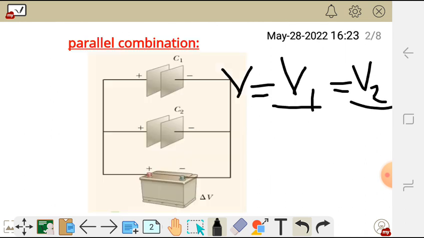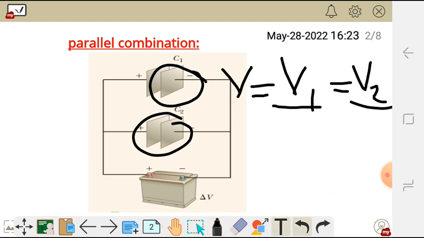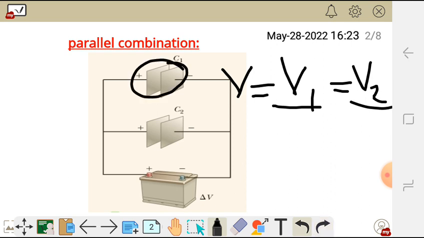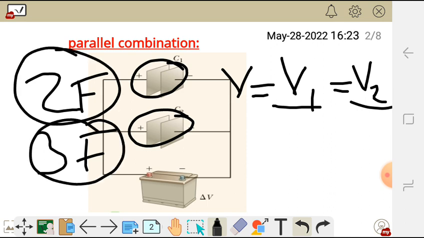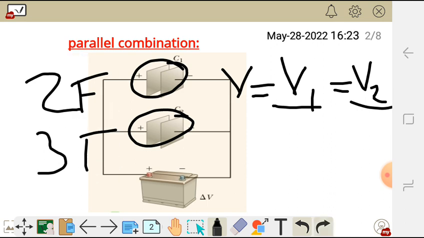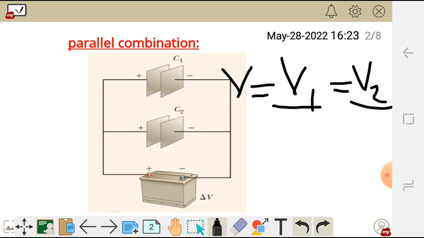So to find the total capacitor of capacitors in parallel, like these ones, you simply add the capacitors. If this one is 2 farads and the other one is 3 farads, then the total capacitor, which is the equivalent capacitor, is 2 plus 3, which is 5 farads. So that's how you calculate the equivalent capacitor in parallel.